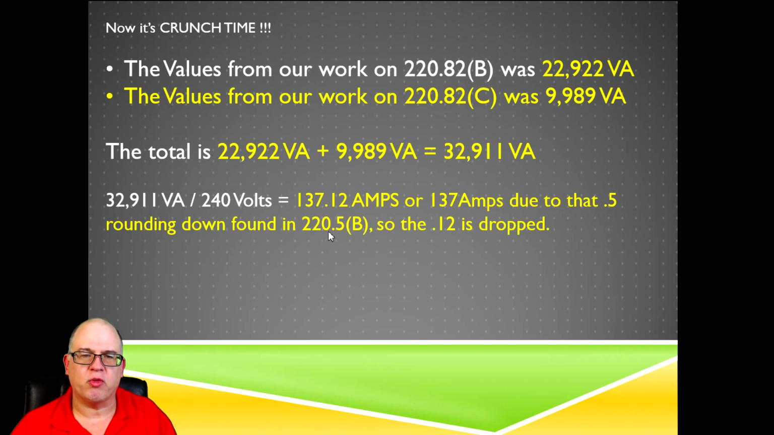Well, you remember what 220.5(B) told us? If it's 0.5 and greater, then we round up. If it's below that, you drop it off. Well, this is 0.12. Get rid of it. It's gone. So the total value is 137 amperes.